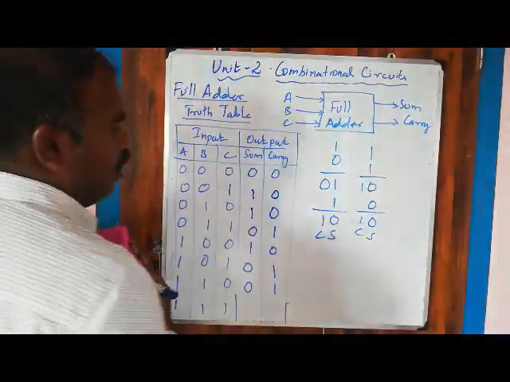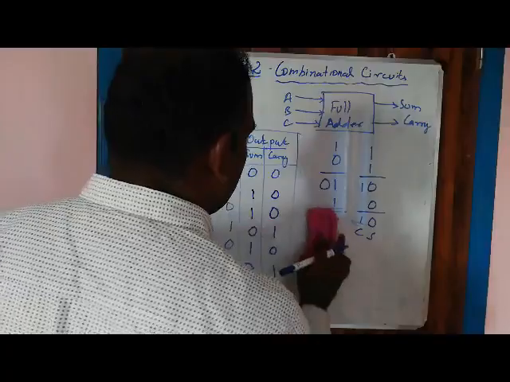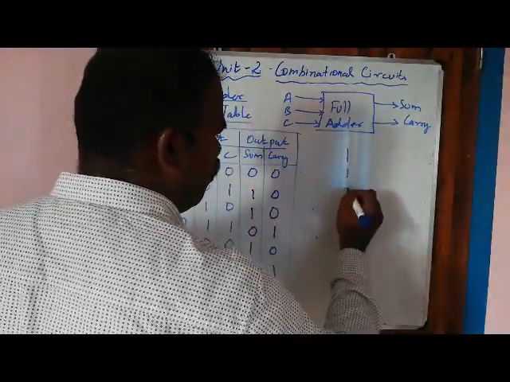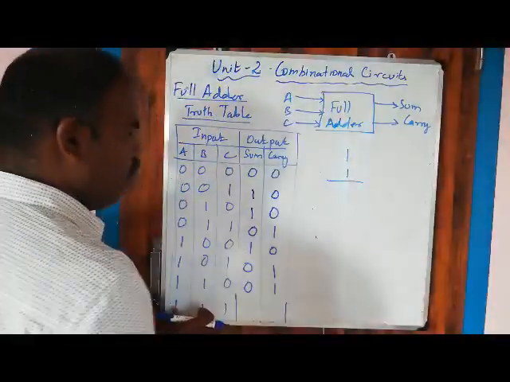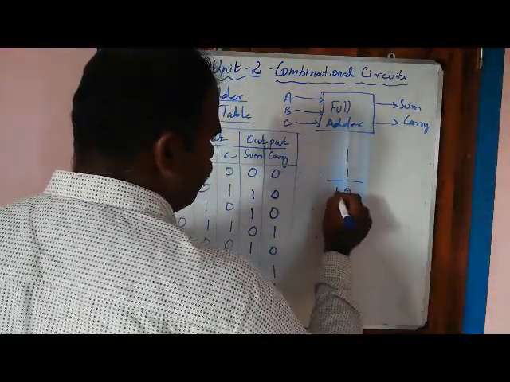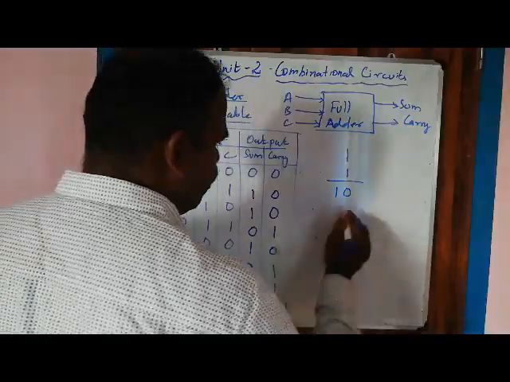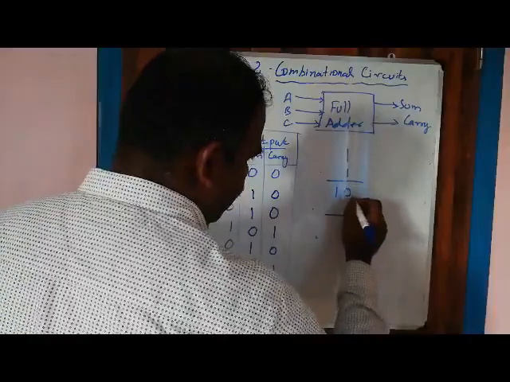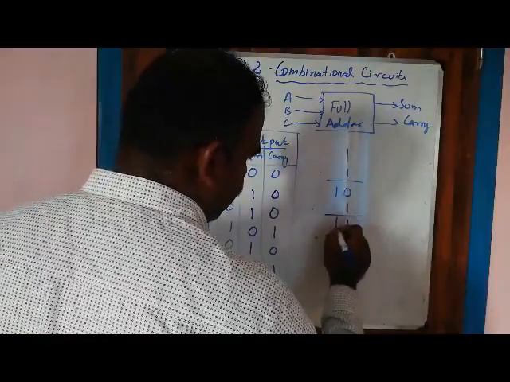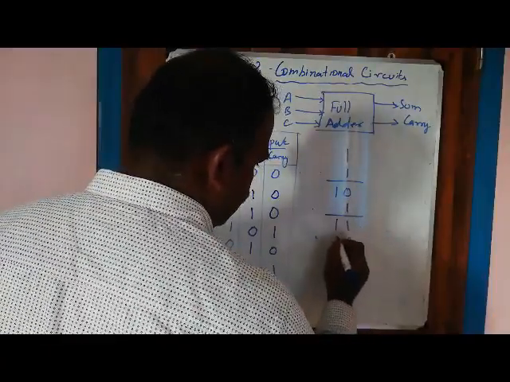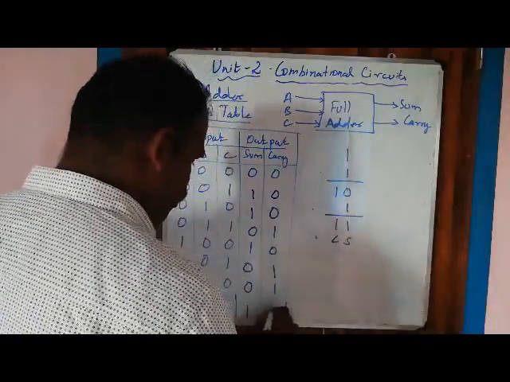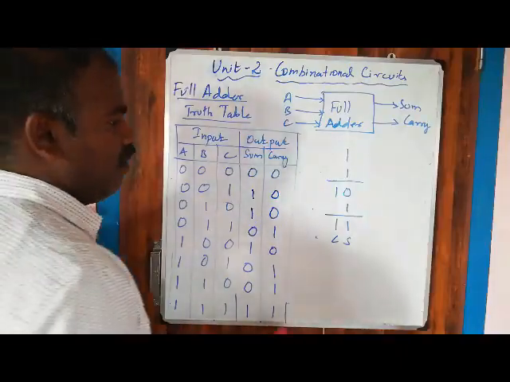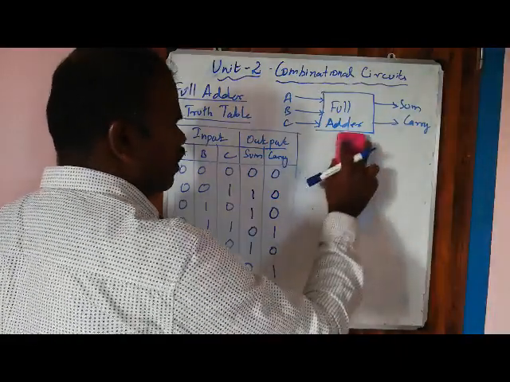Okay, next all are 1. So 1, 1, 1. First you have to add these two 1s. So addition of two 1s is 1, 0, and add with this one. So 1. If you are adding 0, 1, so 1 and 1. So sum is 1, carry also 1. So both are 1. Okay, this is the truth table for full adder circuit. Next, we go for simplification.